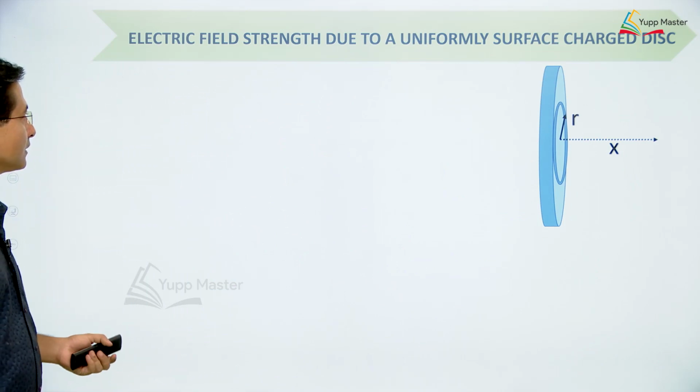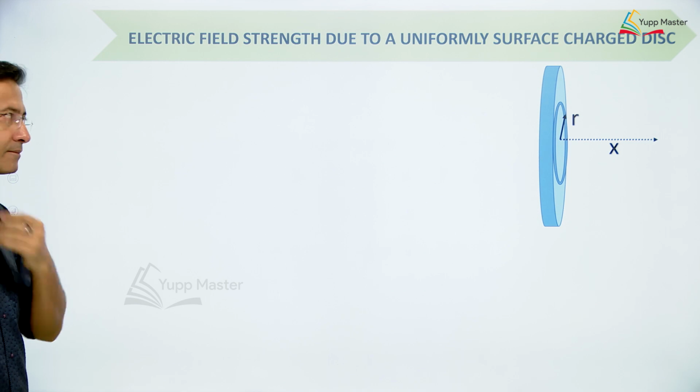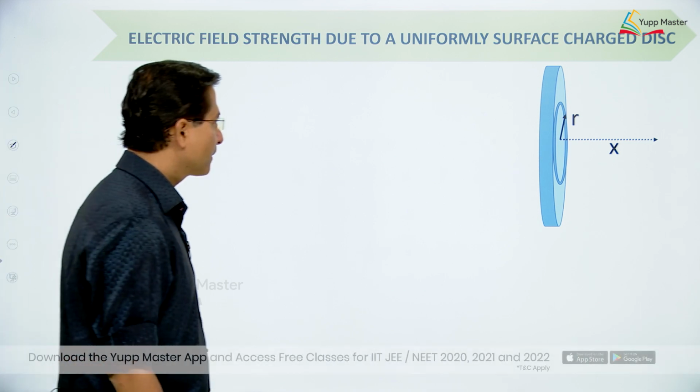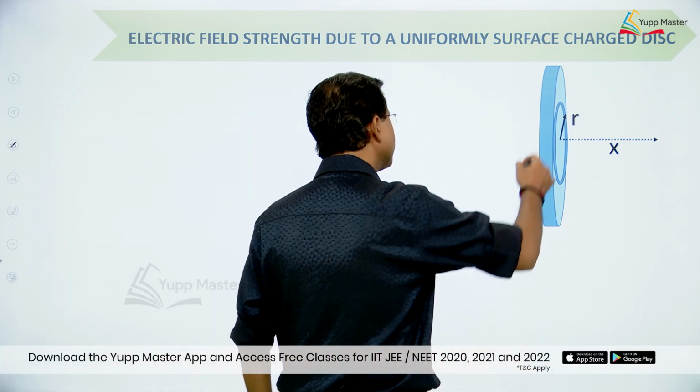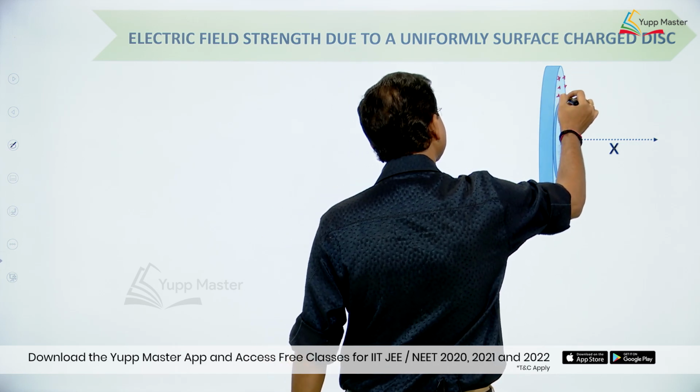Now, field strength due to a uniformly charged disk. So I am distributing charge only over this surface.